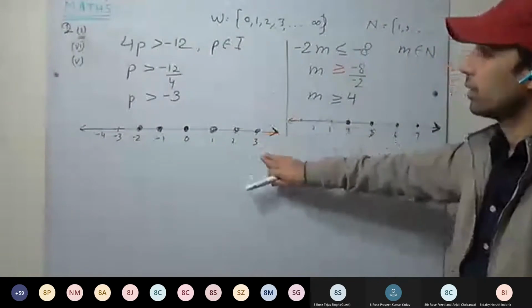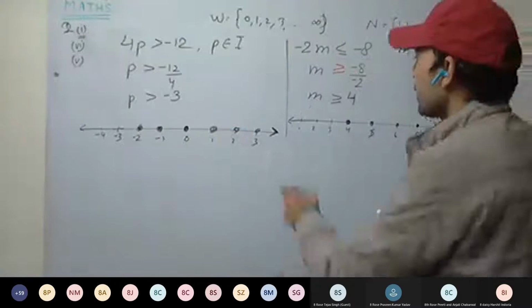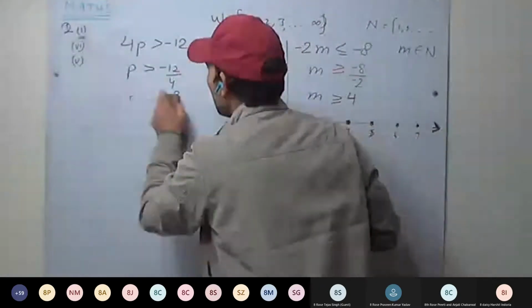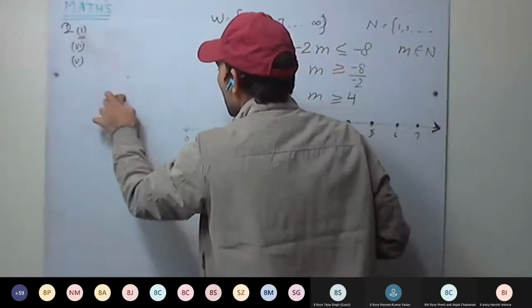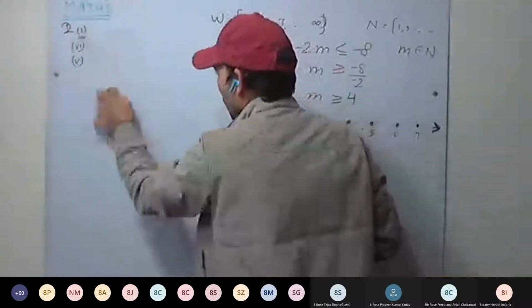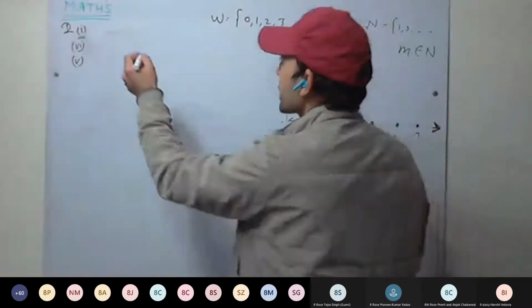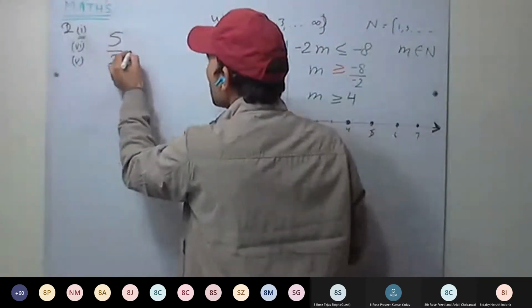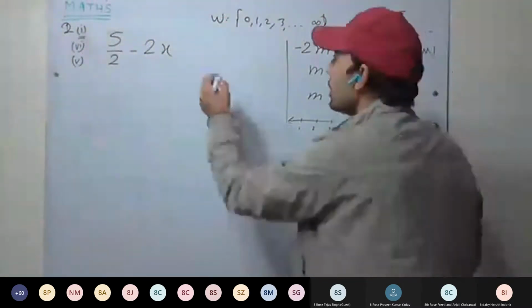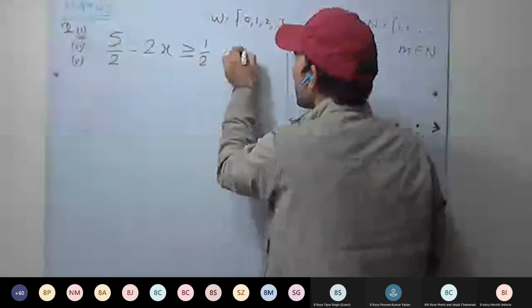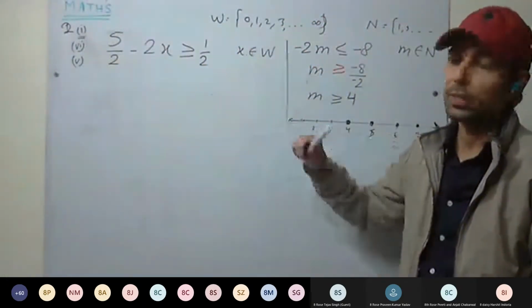Sir, sixth. Second, sixth. Okay. 5 upon 2 minus 2x greater than or equal to half, where x belongs to whole numbers. Okay. So from whole numbers, we have to pick the answer for x.